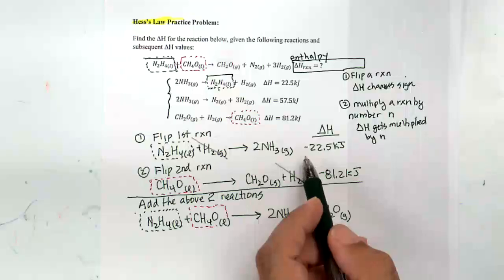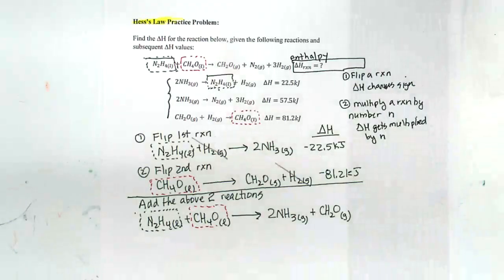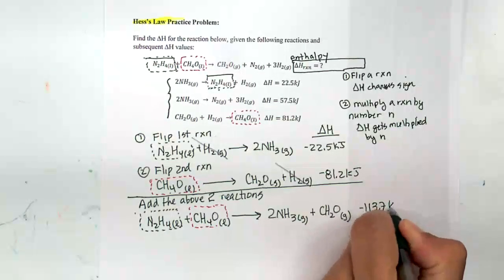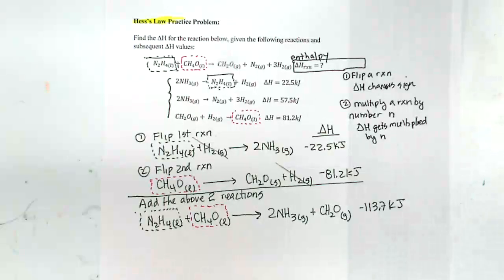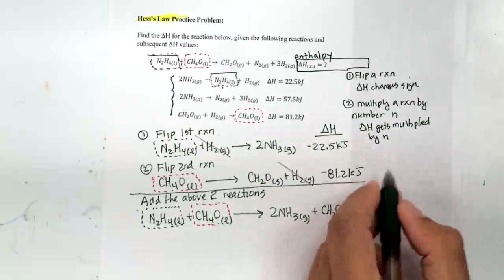So what is the corresponding enthalpies? We add them up, right? So what's minus 22.5 plus minus 81.2? It's minus 113.7 kilojoules. Okay, that's the delta H of this reaction. No, it's 103, not 113. 103.7, thank you.